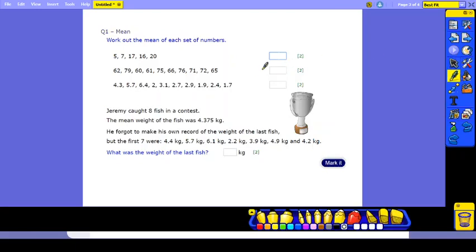Okay then, let's have a look at this next homework. It's to do with the mean and the mode. This first one here is the mean of each set of numbers. Remember, mean just means that it's the average.